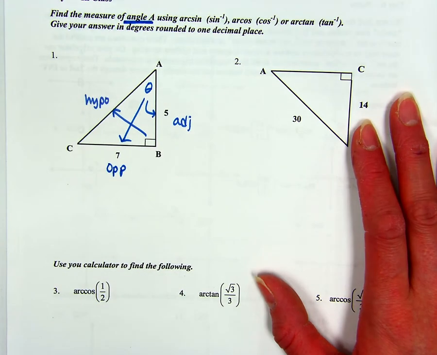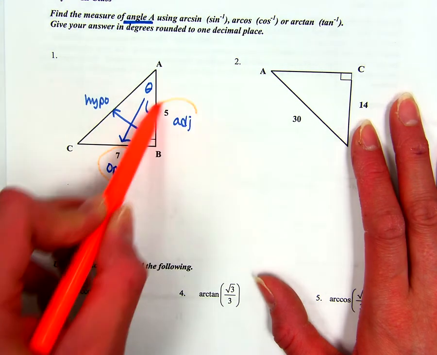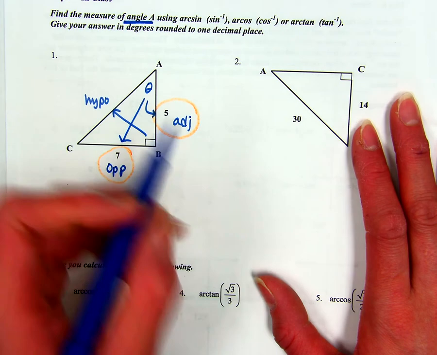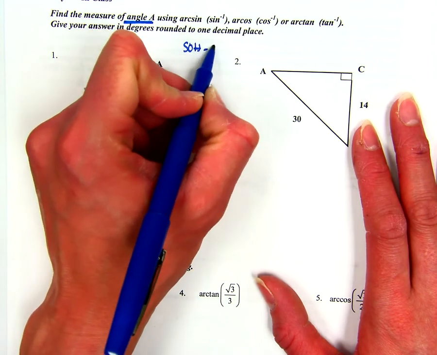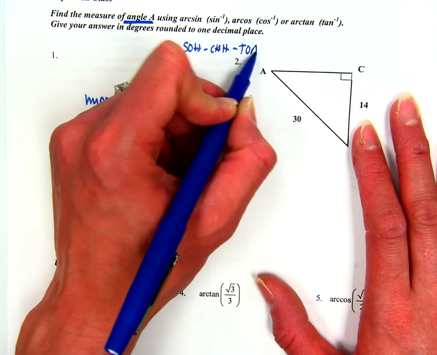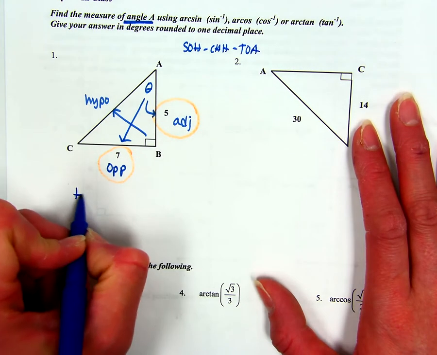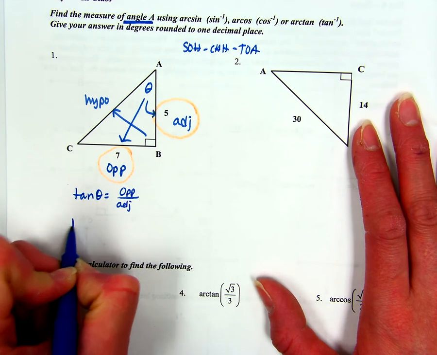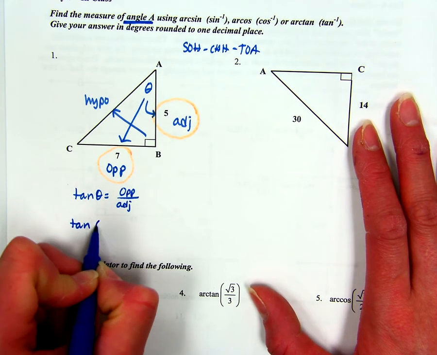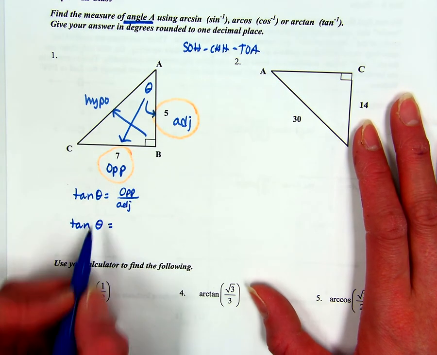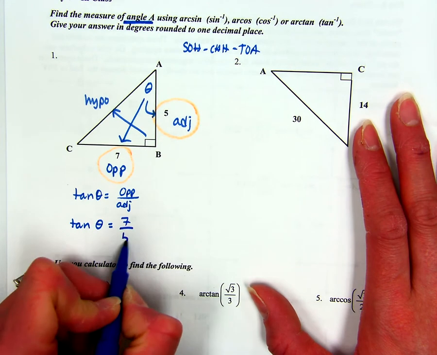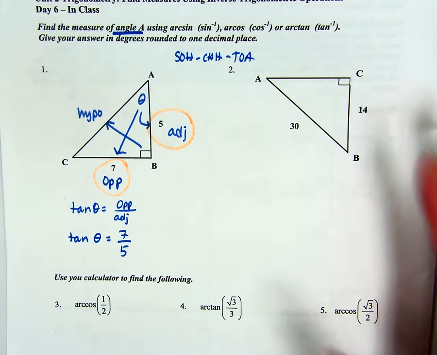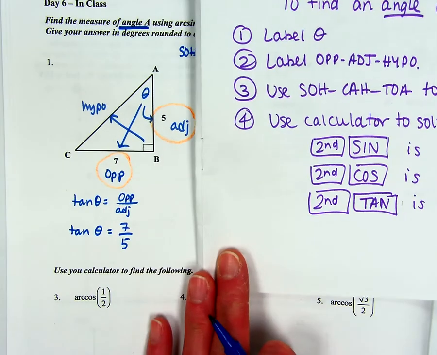Now, the only ones we actually care about are the ones with the numbers. We have opposite and adjacent labeled, so now we need to use SOHCAHTOA. Which one has opposite and adjacent in it? That's tangent. So tangent of theta is opposite over adjacent, and we fill in all the information that we know. Notice we do not know our angle, but we do know opposite is 7 and adjacent is 5.